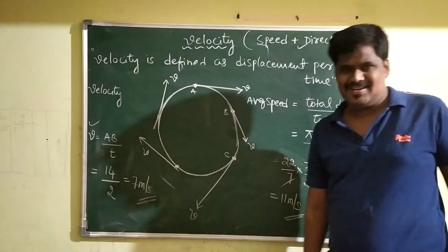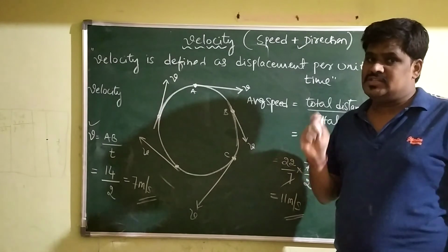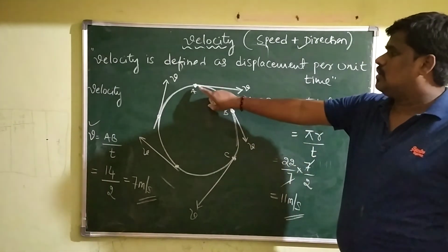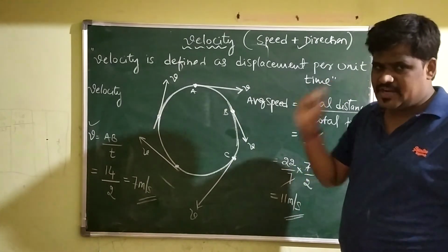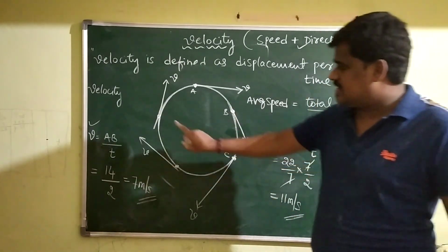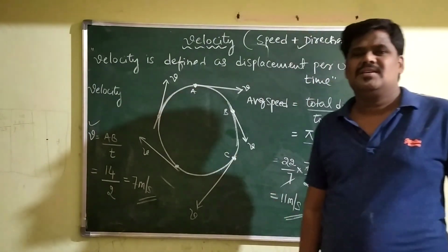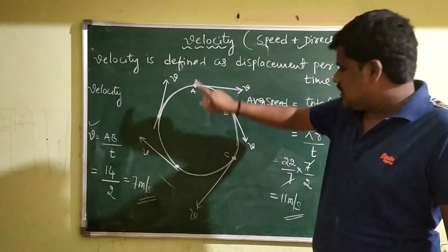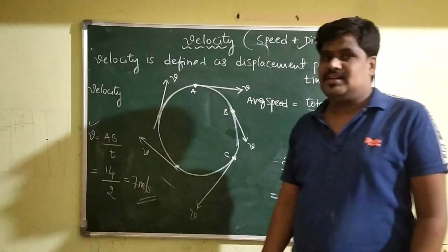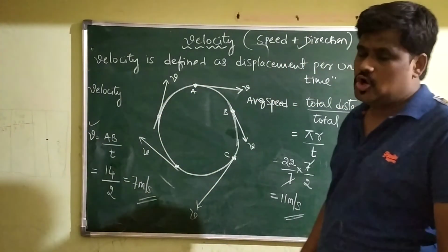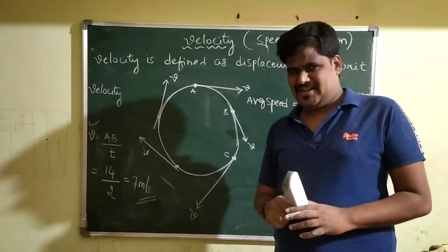When the body is moving along the circumference of a circle, the direction of velocity at that point is along the tangent to the circle. I guess you know very well what a tangent is. A tangent is a line which touches the circle at one point. Any straight line which touches exactly one point on the circle, we call it a tangent. So, when the body is moving along the circumference of a circle, the direction of the velocity is always along which direction? Tangential direction.